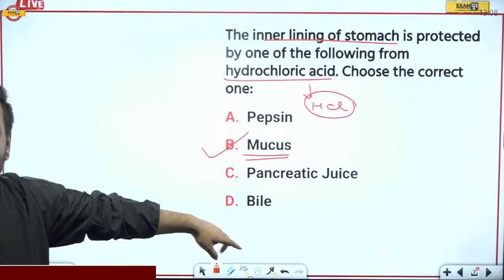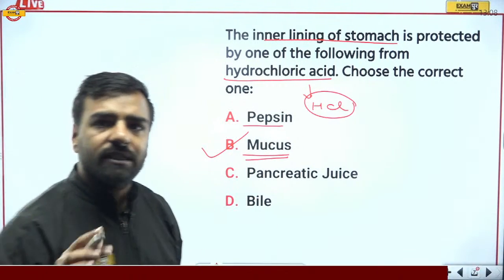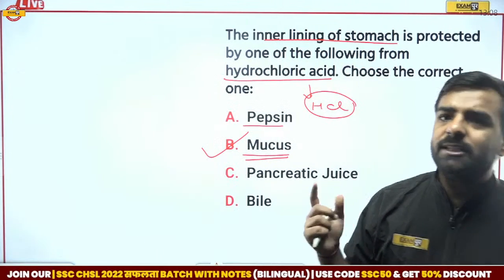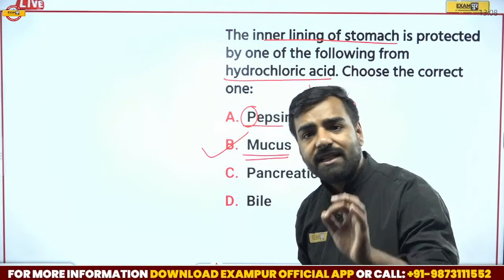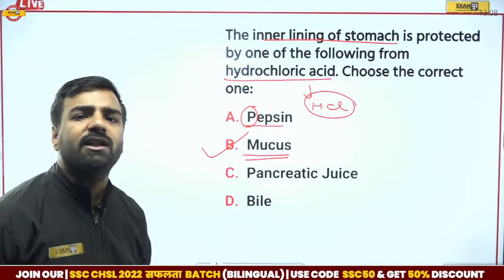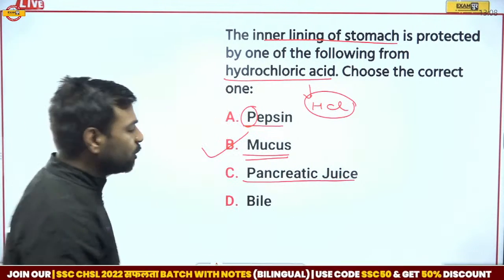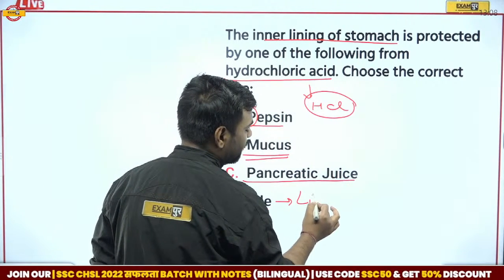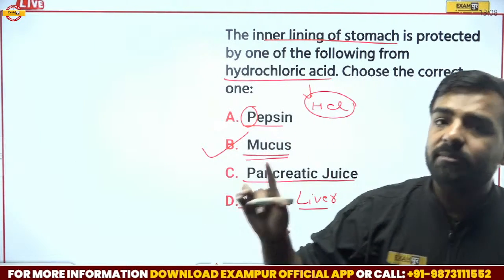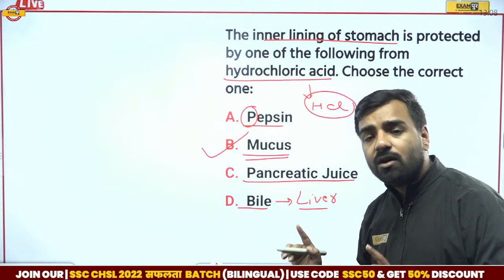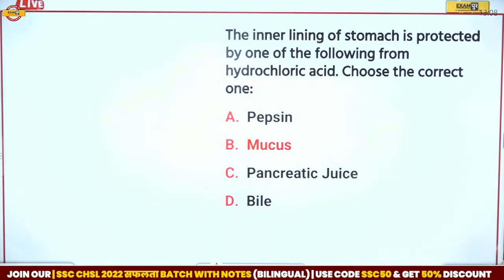What about the other options? If I talk about pepsin, I told you this in the last class also. You can relate pepsin with Pepsi: P for pepsin and P for protein. So the pepsin enzyme is the one which helps in the digestion of protein. Pancreatic juice is secreted by the pancreas. Bile juice is secreted by the liver, and in the liver also, hepatic ducts. All these questions are repeatedly asked in the examination. I don't want any one of you to miss this. Very important. Okay, let's move forward now.